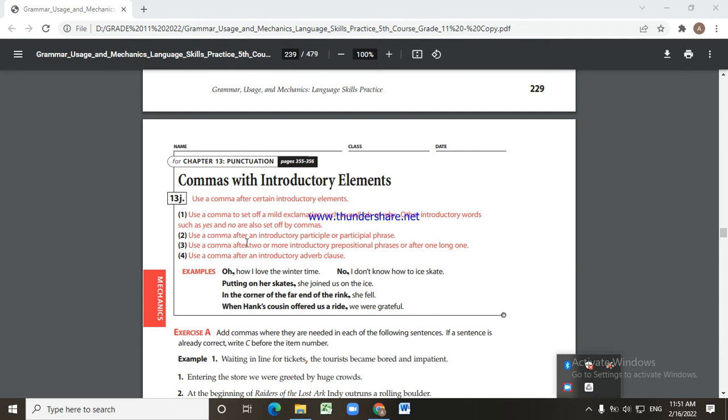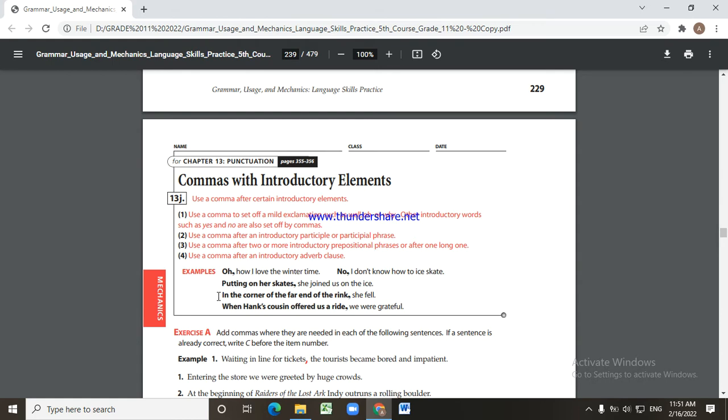Rule number two, use a comma after an introductory participle or participial phrase. Look, putting on her skates, she joined us on the ice. Here we have a participial phrase. Putting on her skates is followed by a comma. Rule number three, use a comma after two or more introductory prepositional phrases or after one long one.